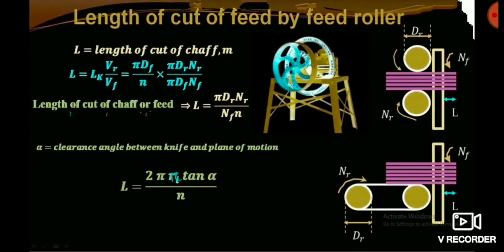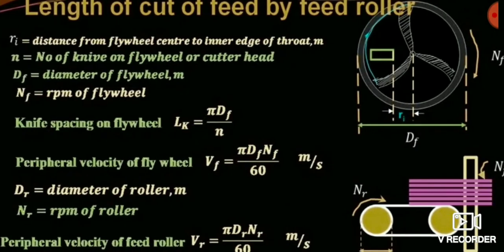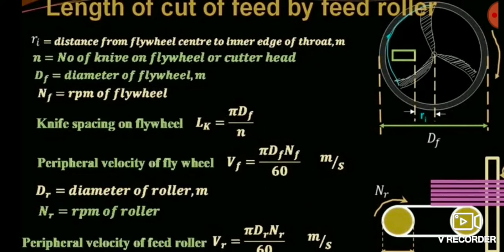So pi cancels out and you can write L is equal to pi dr nr divided by nf, and small n you have to divide by small n. Friends, small n plays a very important role, so don't forget to divide by small n, because many times we make mistakes when we are not dividing by small n. Small n is the number of knives on the flywheel.